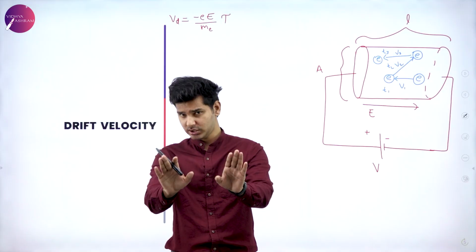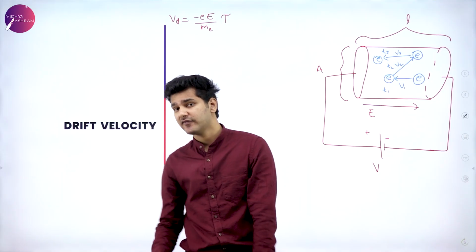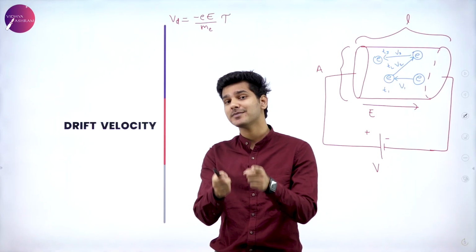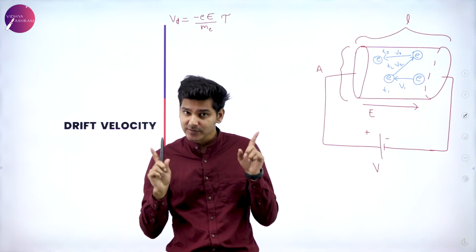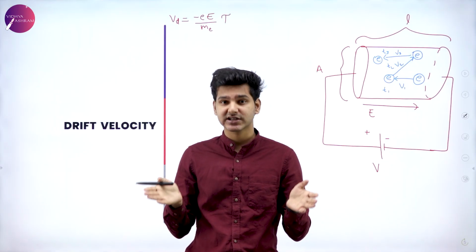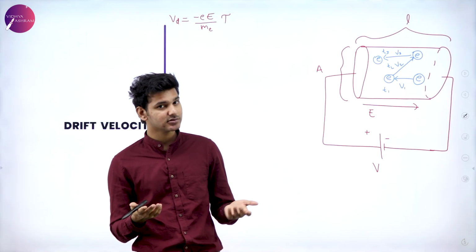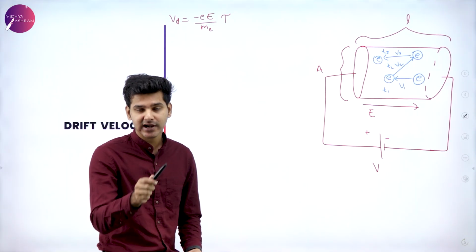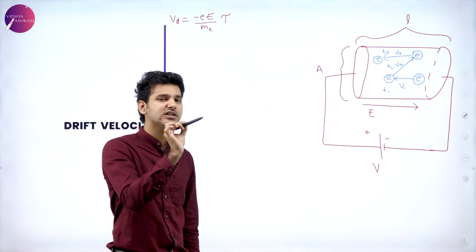Wait. We are not just done yet. We found out what drift velocity is, but we still have not come to the important point, that is the chapter name, current electricity. So we have to calculate current. So how do we calculate current? For that, we are going to consider a few other factors.